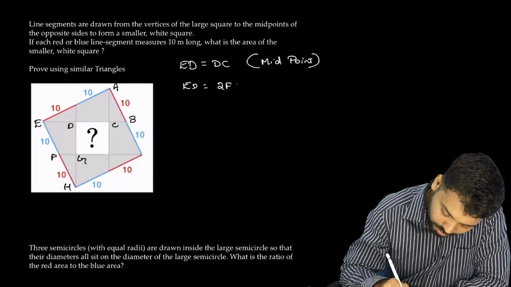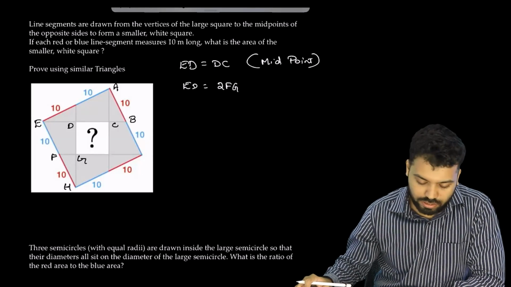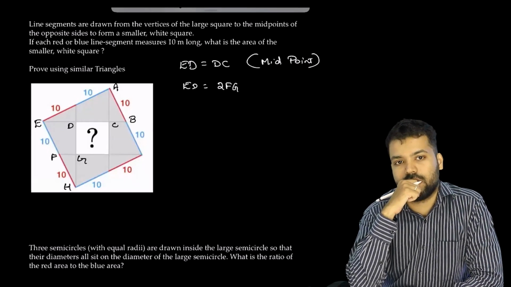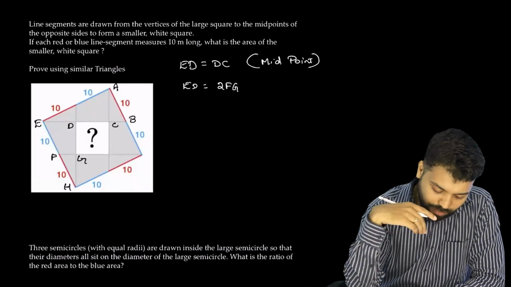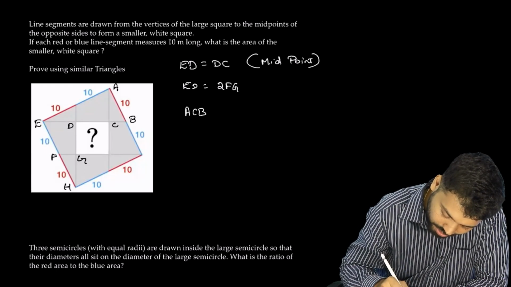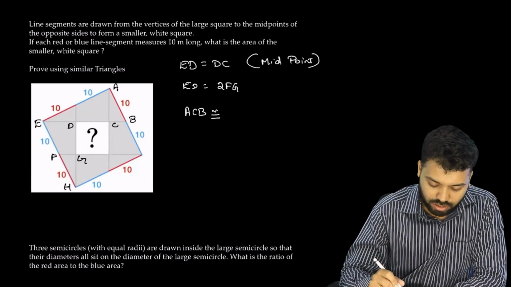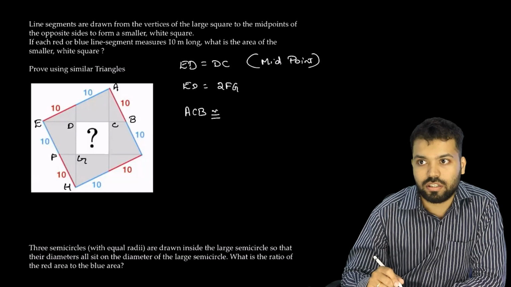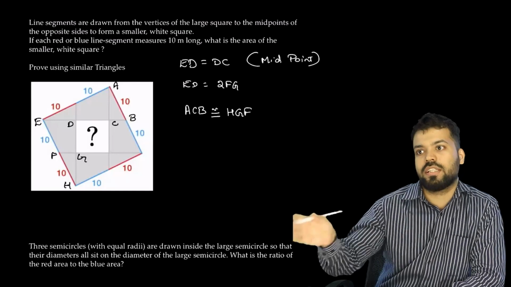Very good. What next? So FG is equal to half of ED. Then ACB is congruent to FGH. Is it FGH or HGF? HGF, yeah. Very good. So we have to be careful with the vertices. We have to write the corresponding vertices in the same order.